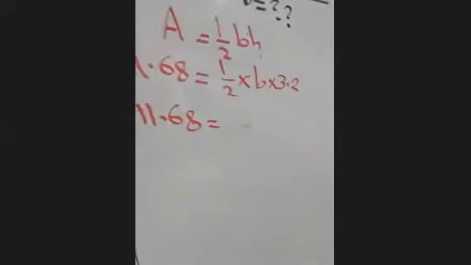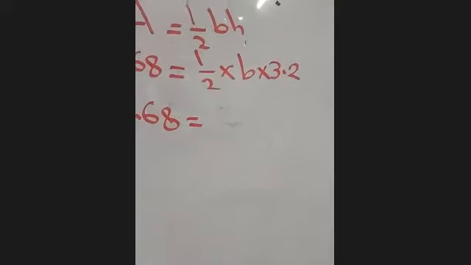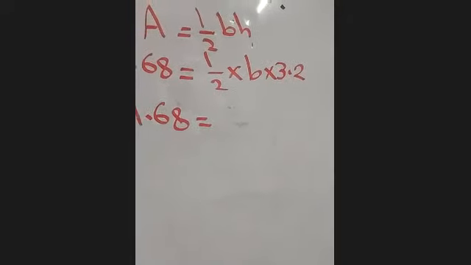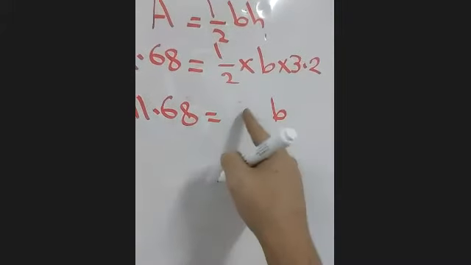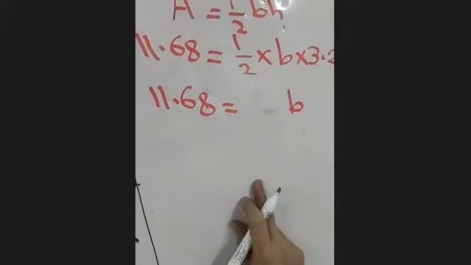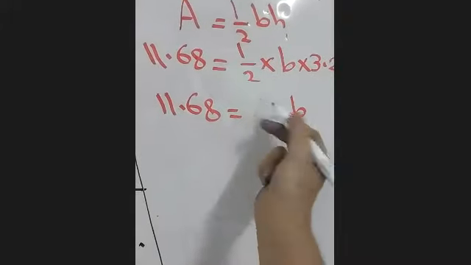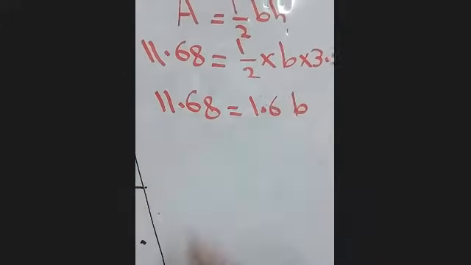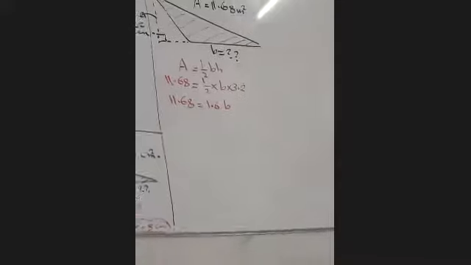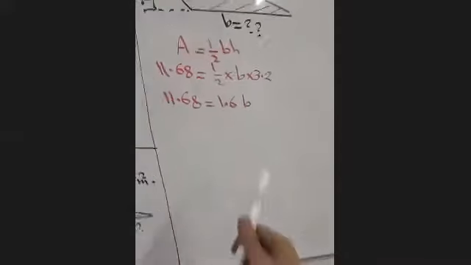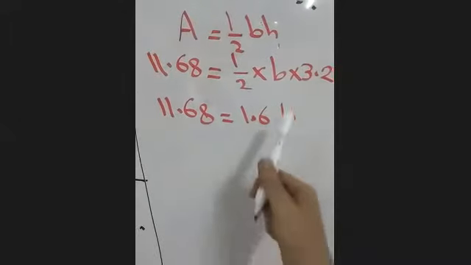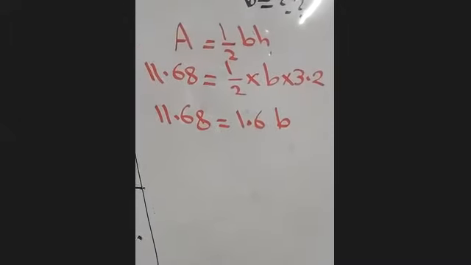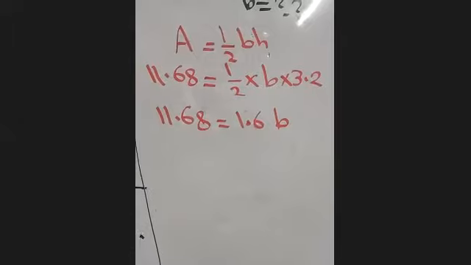Then we will multiply the numbers together. Half multiply 3.2, and the B comes down. Now half multiply 3.2. Do you know how much? It is 1.6. Okay? Now, what do we call this, Marwan? A multiplication equation. What we will do? We will multiply by the coefficient, which is 1.6.